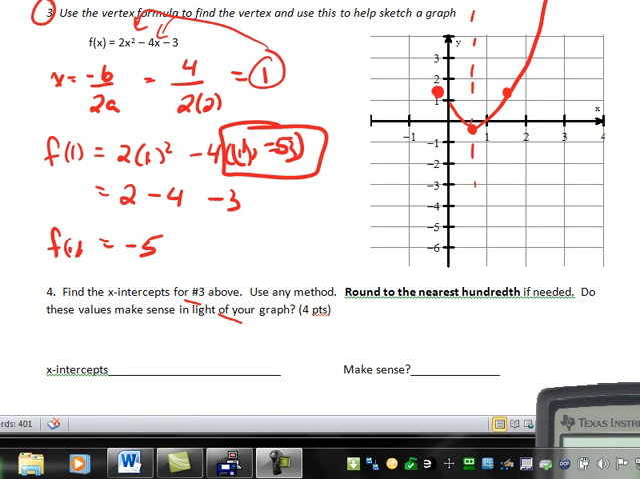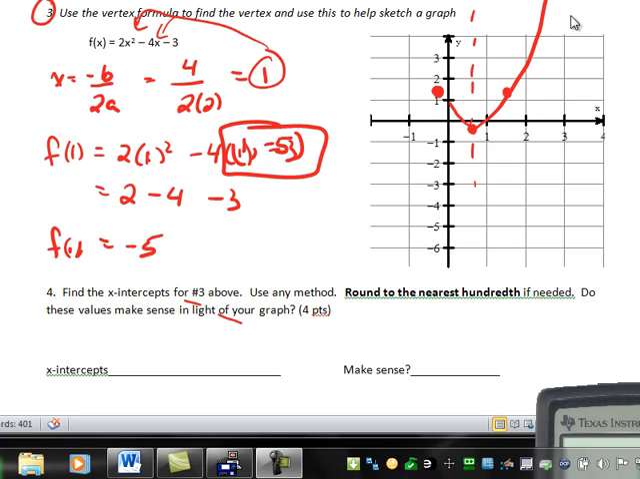Okay, find the x-intercepts for number 3 above. Use any method. Round to the nearest hundredth if needed. Do these values make sense in light of your graph? Okay, so we could use quadratic formula to find out where these cross.